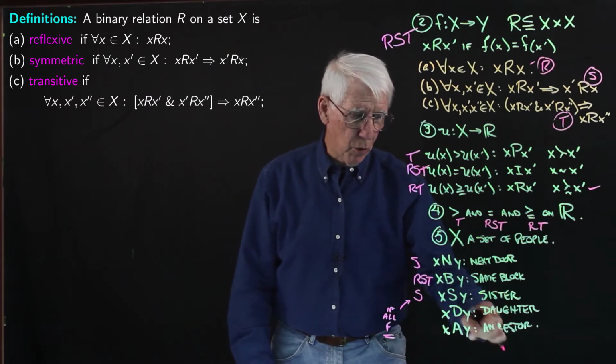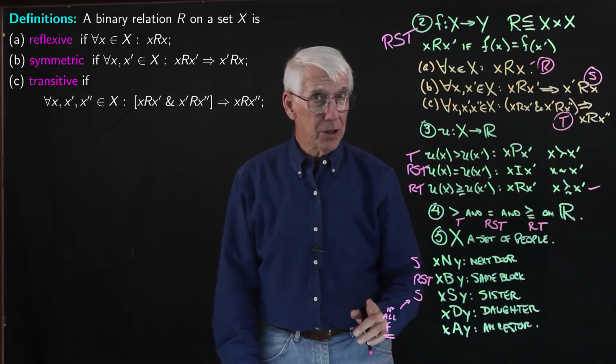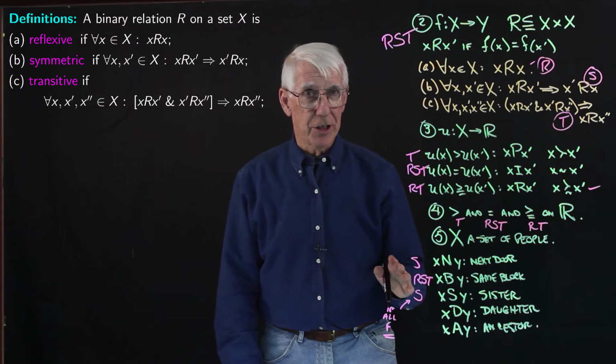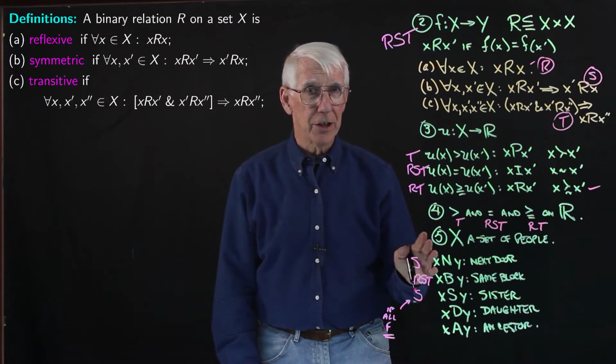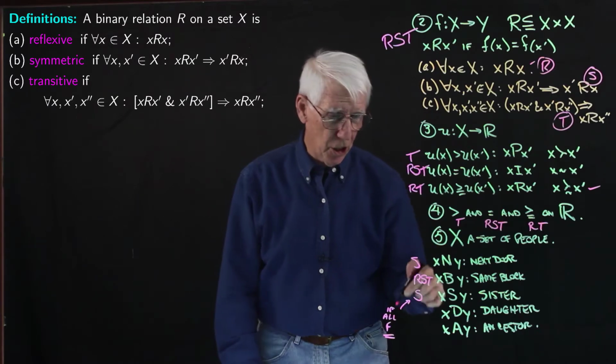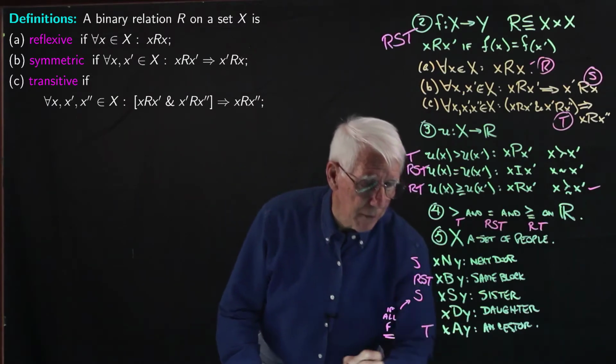Being an ancestor, what about being an ancestor? That one is transitive. My grandfather is an ancestor of my father, who is an ancestor of me, and my grandfather is an ancestor of me. So that one's transitive.